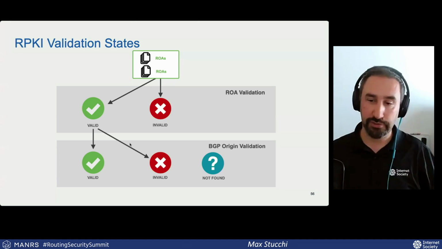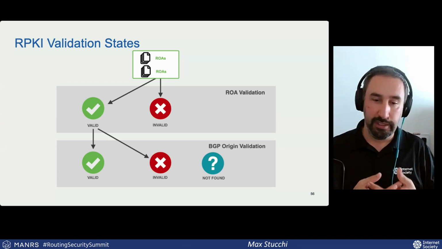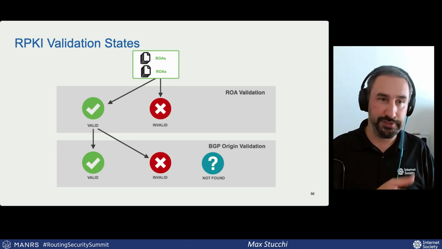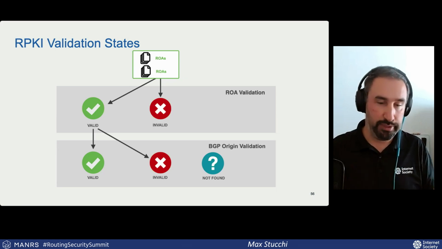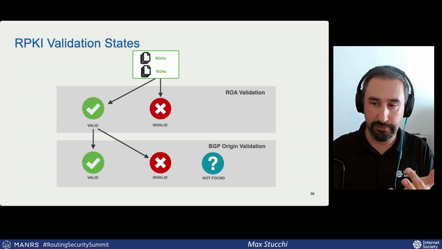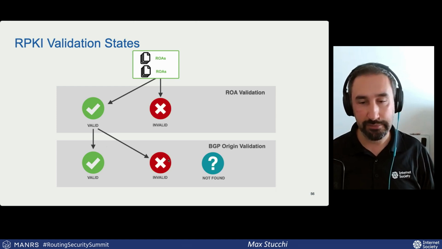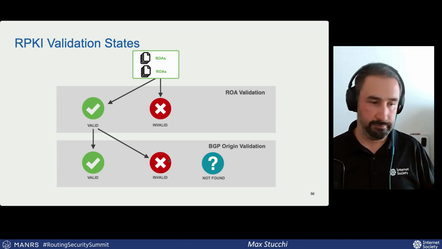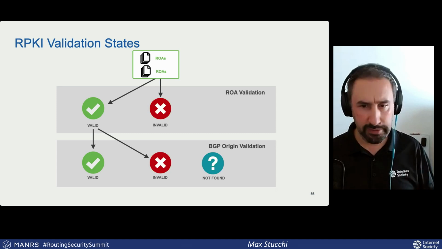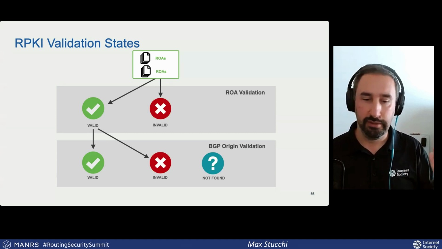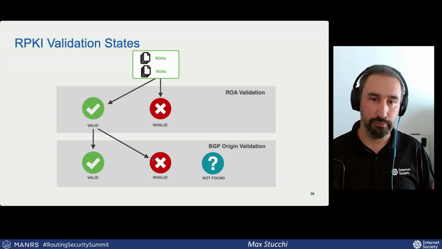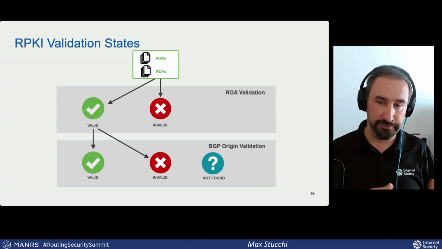And when they match with BGP, as we've seen in the previous slides, if the prefix matches, if the ASN originating it matches, then the BGP announcement is valid. If there is anything outside of that, different ASN, different prefix length, and so on, the prefix is invalid, and then we should be discarding it.